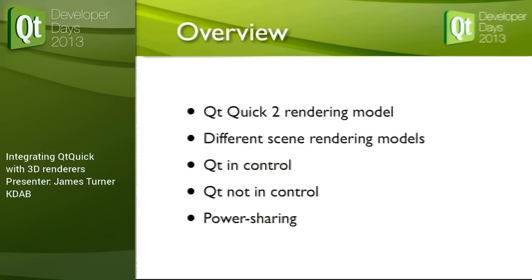Once we've done that, we're going to talk about the different ways we can make the two things interact. The first way is to put Qt in control of what's happening. The second way is to have Qt not be in control, to be somehow subservient to another rendering engine. And then the final option is power sharing, where they're both sort of in control, but neither really are, but both think they are. I could make a political analogy here, but I'm not going to, because it would get too difficult.